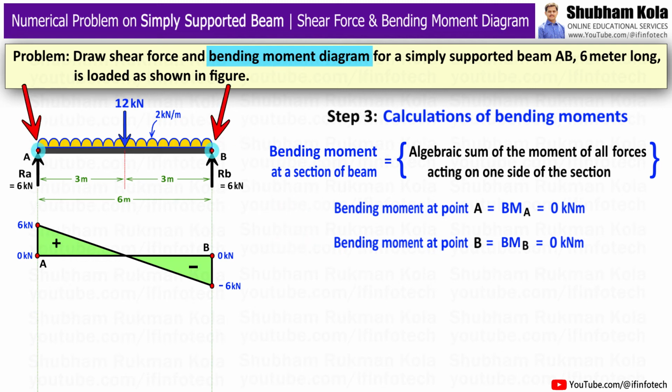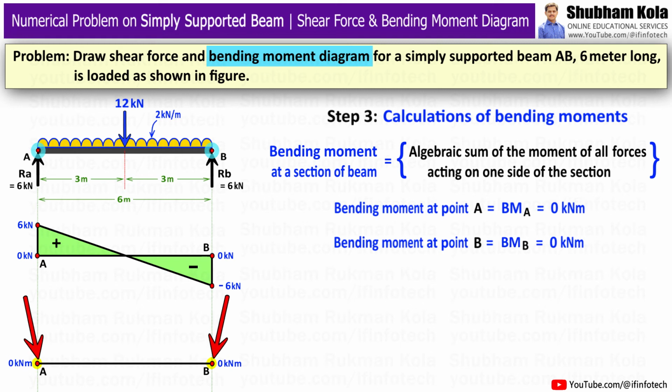So bending moment at point A and bending moment at point B will be 0. So to draw the bending moment diagram, firstly I will draw the reference line of bending moment 0 kN. Here I will mark these values with the points on the reference line.